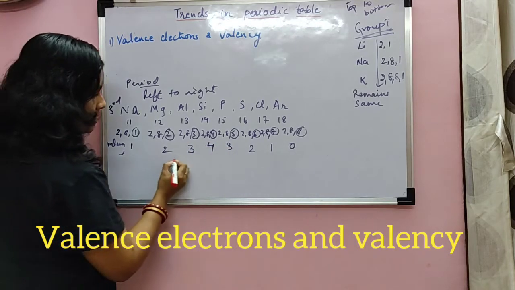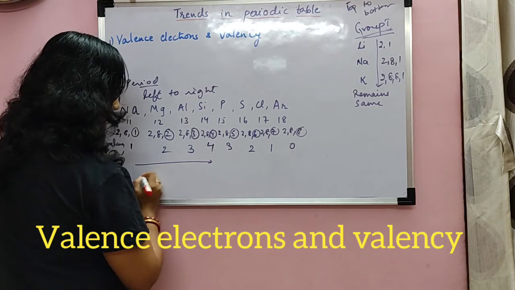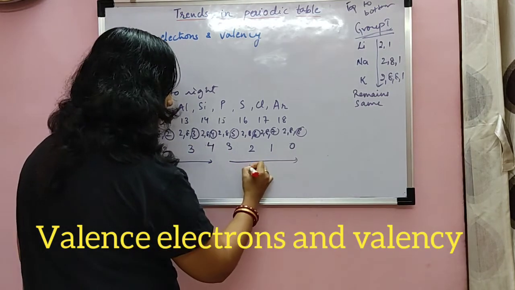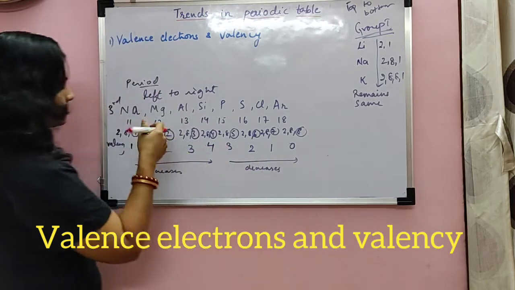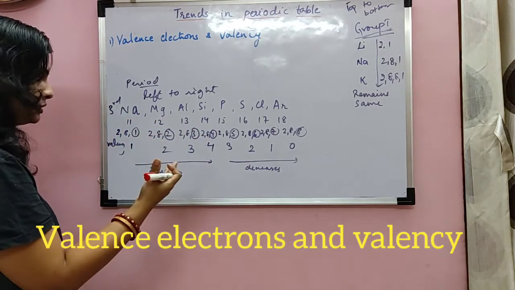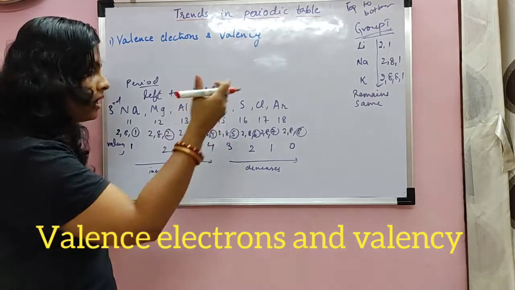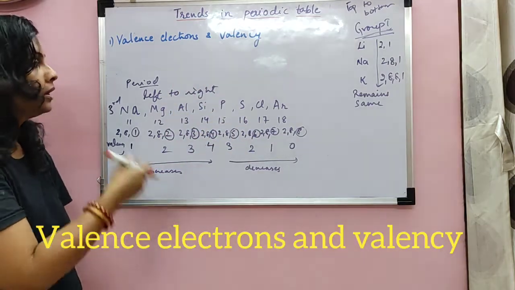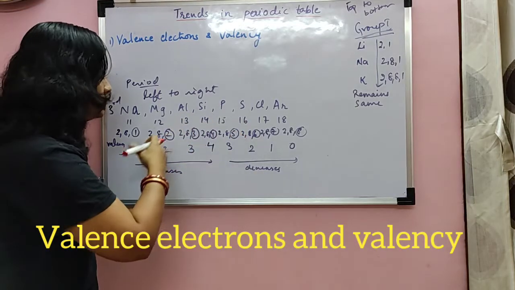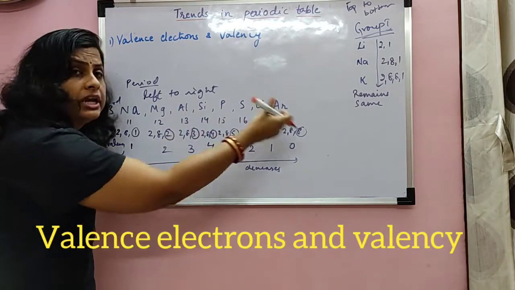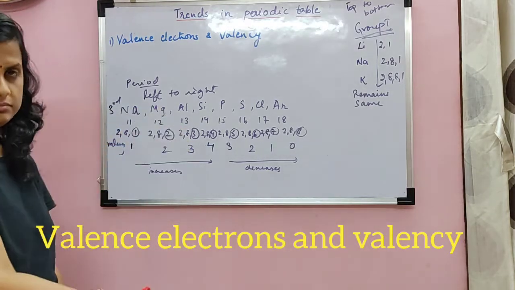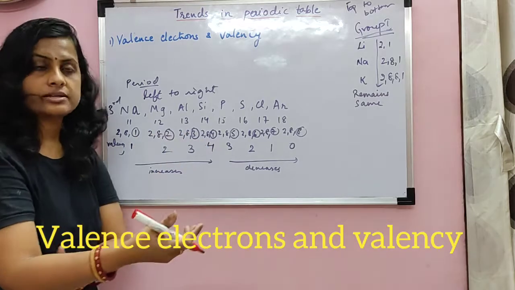So first the valency increases, here it is increasing, and then it decreases. So what happens to the valency in a period when we move from left to right? First the valency increases and then it decreases, because the tendency to lose electrons decreases and the tendency to gain electrons increases. So you can say the electropositivity character decreases and electronegativity character increases.